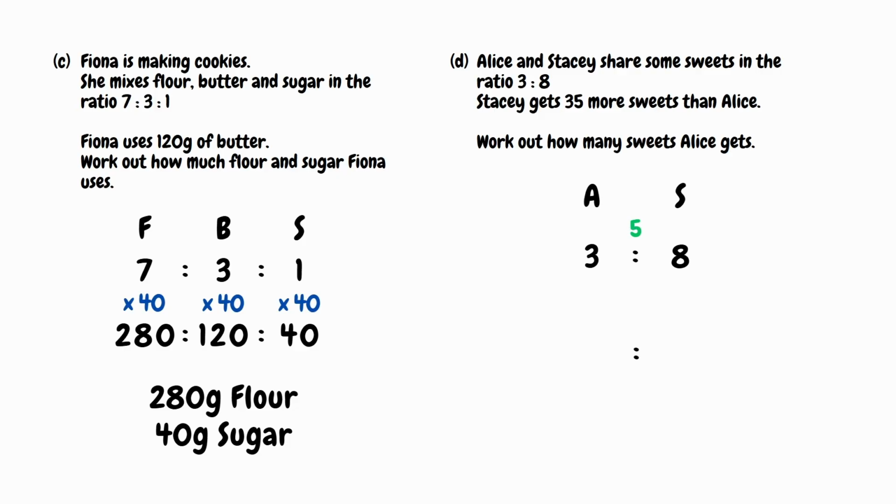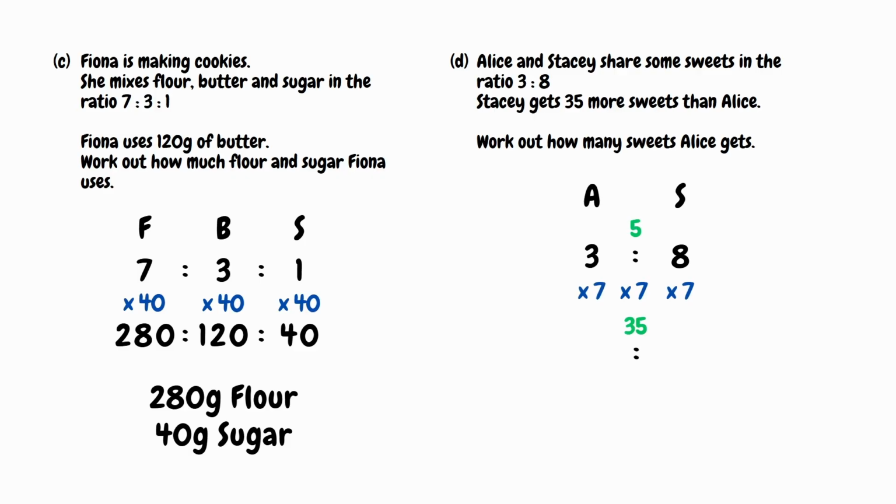Because in our first ratio, Stacey has 5 more parts than Alice. In our equivalent ratio, we want Stacey to have 35 more parts than Alice, because then we know these will be the numbers for the actual sweets that they receive. So what have we done here? How have we got from 5 in the first ratio to 35 in the equivalent one? Well, we've multiplied by 7. So again, we want to keep everything equivalent. Because I've multiplied the difference by 7, I'm also going to multiply the individual parts by 7.